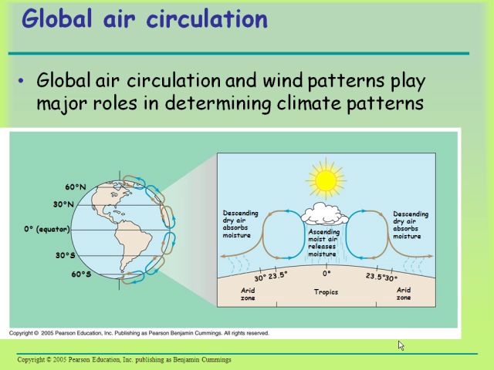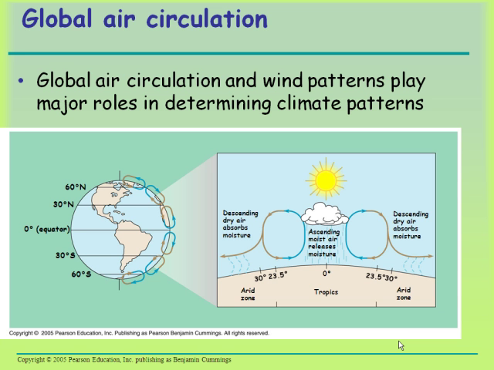Global air circulation. Global air circulation and wind patterns play major roles in determining climate patterns. So in an arid zone, the ascending moist air releases moisture. At the tropics, it's going up. So here these converging air masses, if you've ever flown over the equator, it's very bumpy. And then descending dry air absorbs moisture.